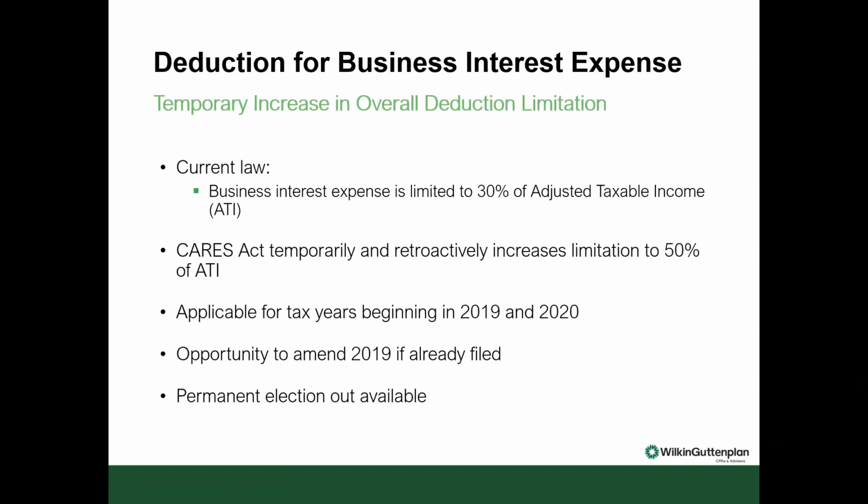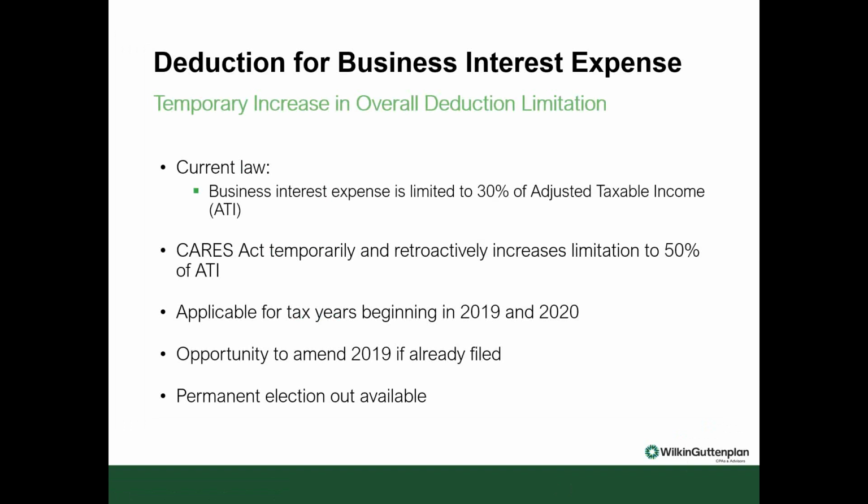The CARES Act temporarily and retroactively increased that limitation to 50%. This is a temporary increase. It applies only to tax years 2019 and 2020. There are probably some businesses out there that have already filed their 2019 returns, and you do have the opportunity to amend, assuming that you were subject to a limitation.